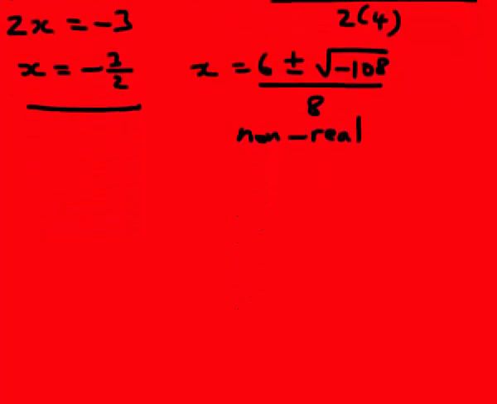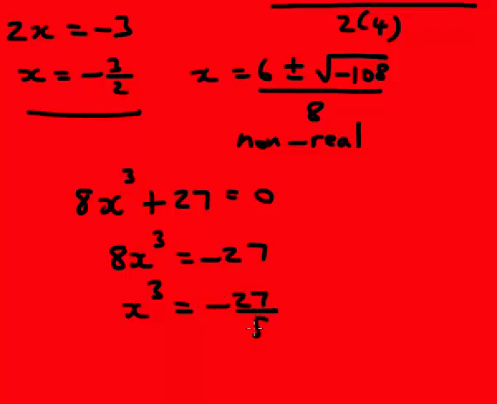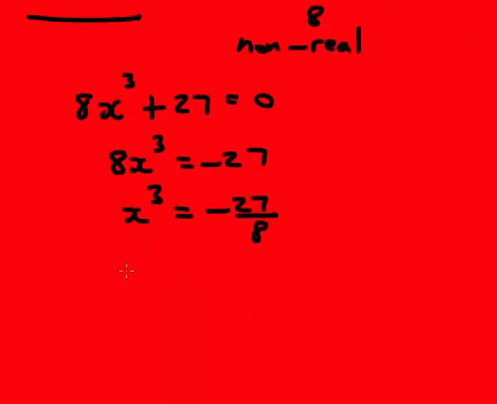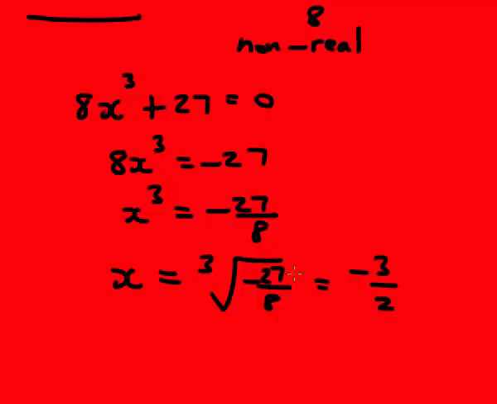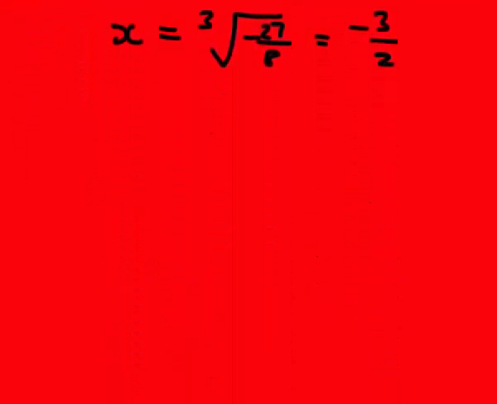Okay, but a shortcut to get the answer could be something like this. If you've got this, you can simply do a little shortcut. Bring that across, and then simply divide both sides by 8, and then cube root both sides. So the cube root of x cubed is x, and if you cube root this, look at that. The cube root of minus 27 is negative 3. The cube root of 8 is 2. And it gives you the answer direct. So remember that. It's quite simple.